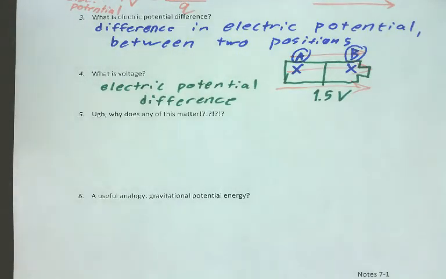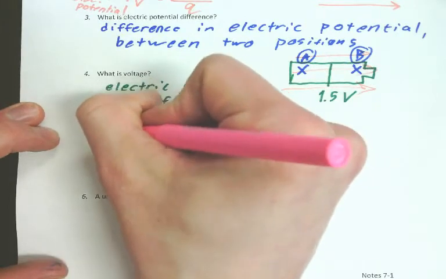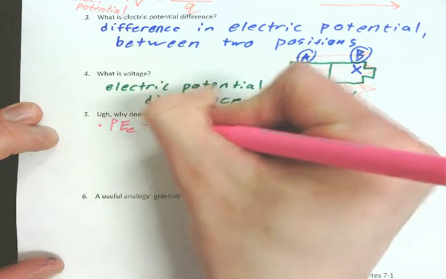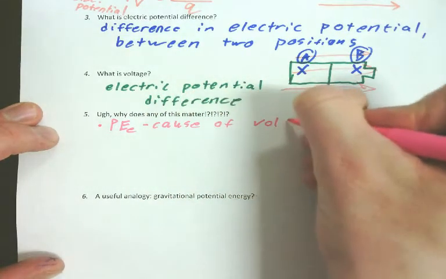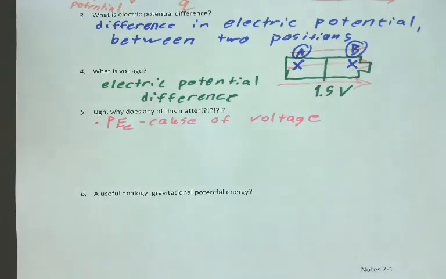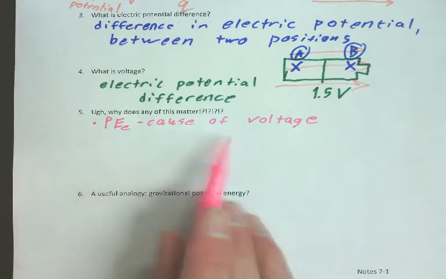So, why does any of this stuff matter? Here's why. I'm going to tell you what each of these things are and what's important about them. What's important about electric potential energy? Electric potential energy is the cause of voltage. So without any energy, there would be no potential difference. Without any energy, there's nothing else. So the reason why electric potential energy is important is because it's what makes this exist.